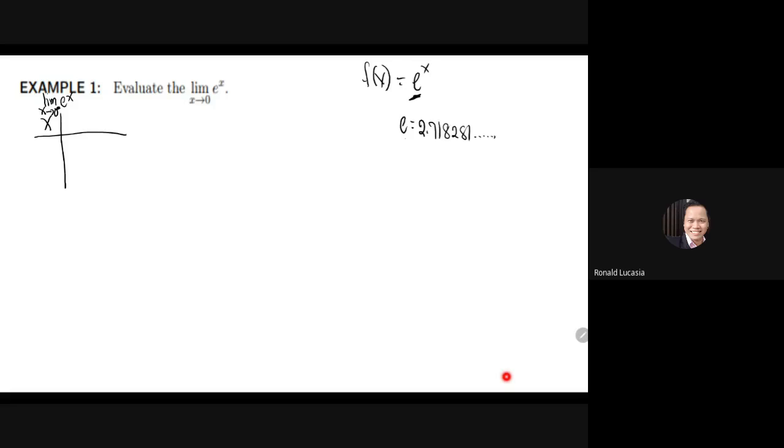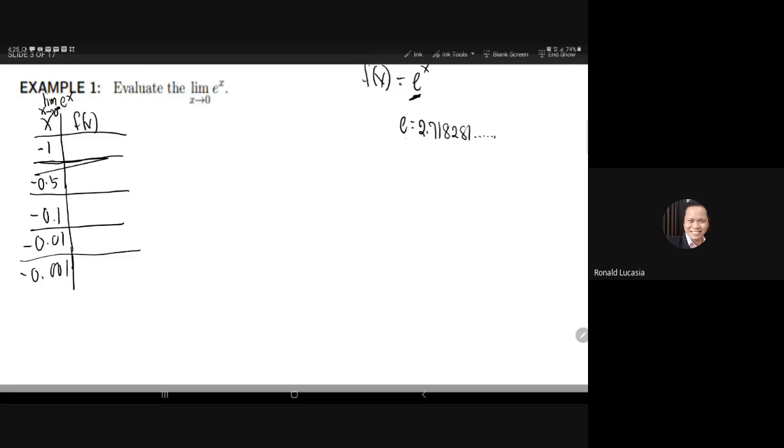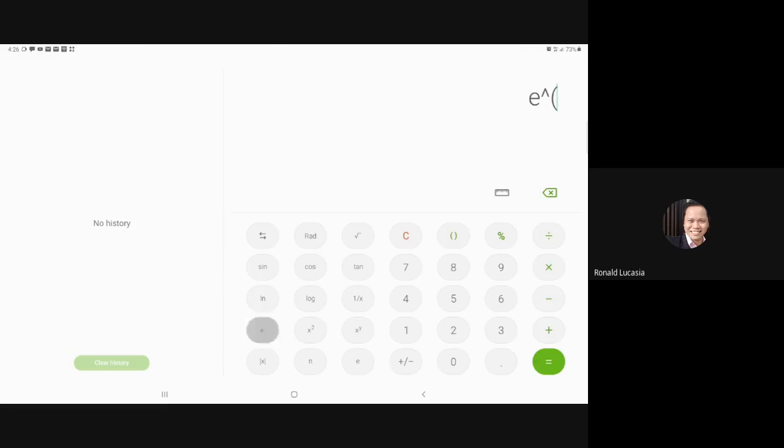So what are the numbers from the left of 0? From the left of 0, we have negative 1, negative 0.5, and then negative 0.1, negative 0.01, negative 0.001. Now, for those students who are not familiar with the Euler number in your calculator, this one is the Euler number. Can you see it?